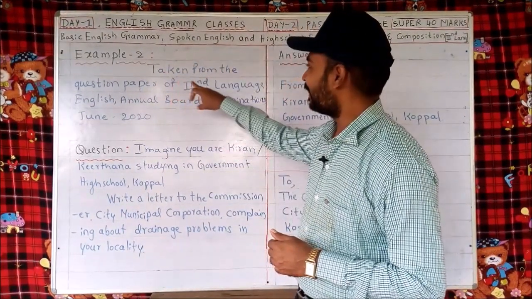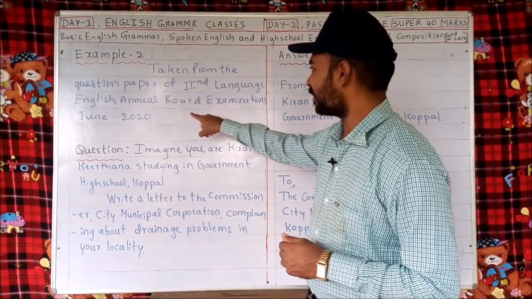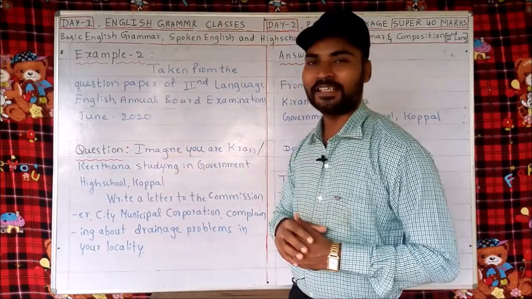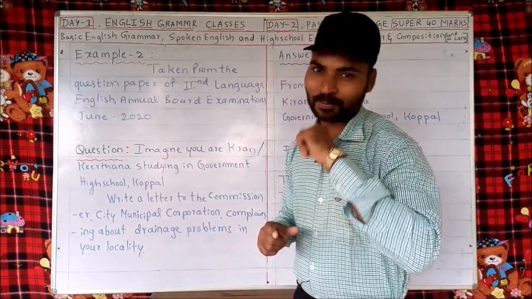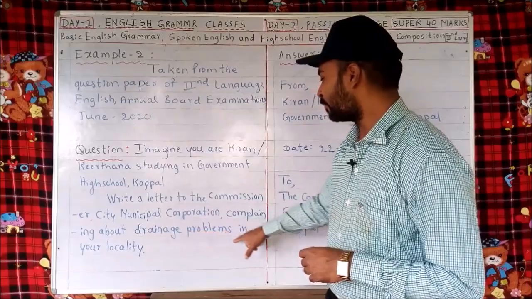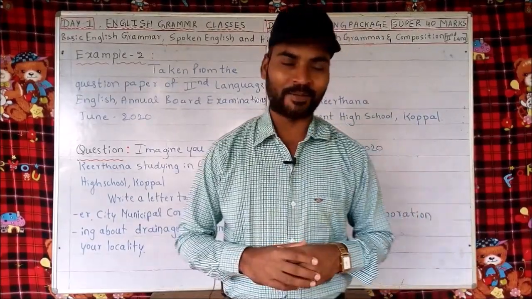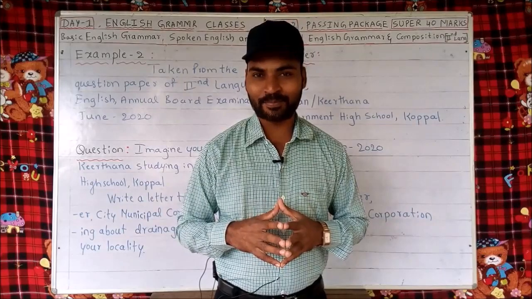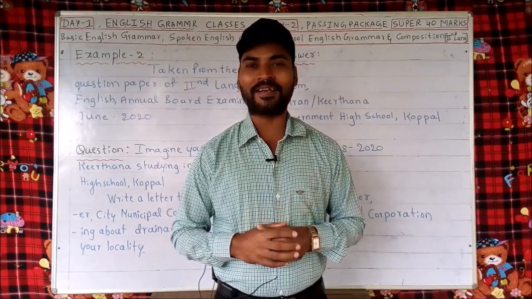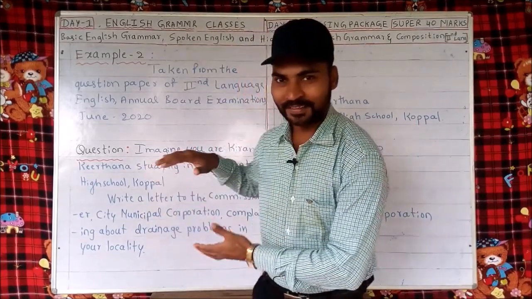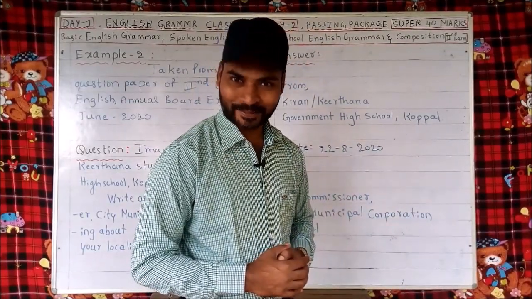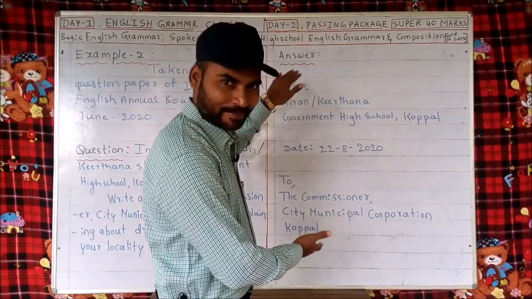Example 2, taken from the question paper of second language English annual board examinations June 2020. Question: imagine you are Kiran or Kirtana studying in Government High School Koppala. Write a letter to the Commissioner, City Municipal Corporation, complaining about drainage problems in your locality. So this is the question that has appeared in the annual board examination of second language English question paper June 2020. Let's take this question and try to write the answer for it. And here is the beginning of the answer.